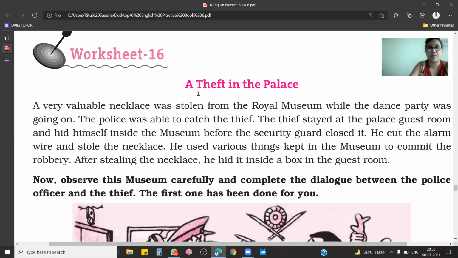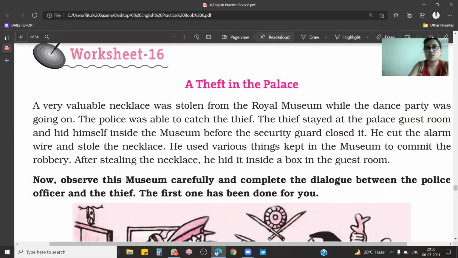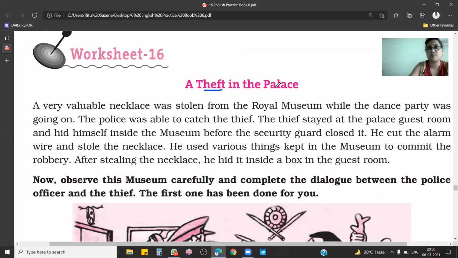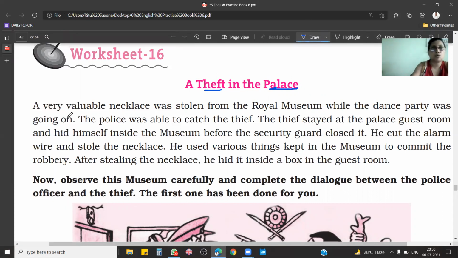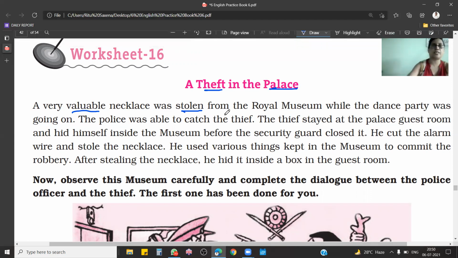We are doing regular and irregular verbs, and this time we will do worksheet 16, a theft in the palace. The meaning of theft is to steal something. Palace is a place where the king resides. A very valuable necklace was stolen. This is a verb. We are studying verbs, so I am underlining the verbs.